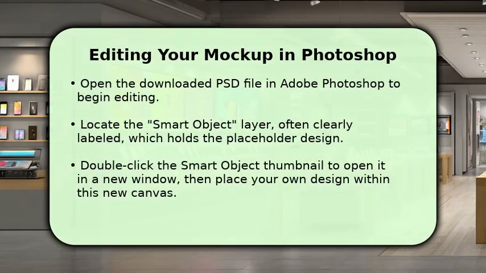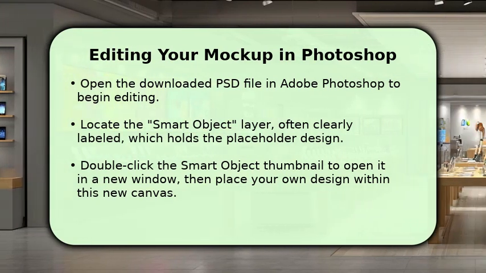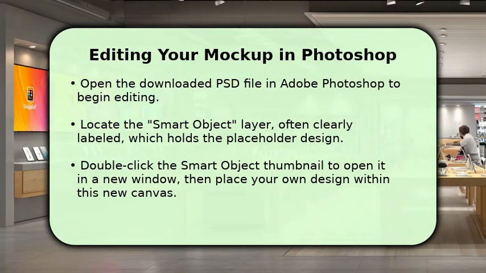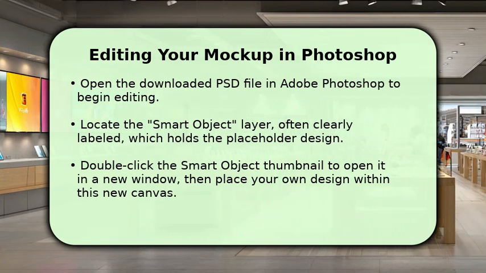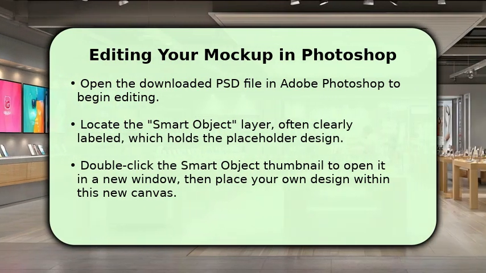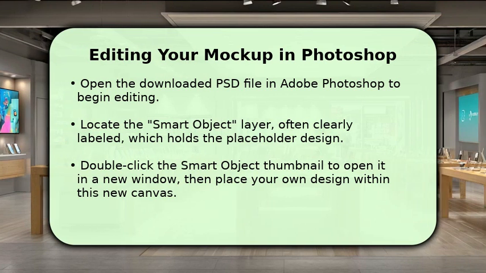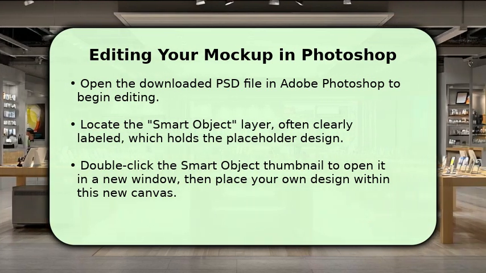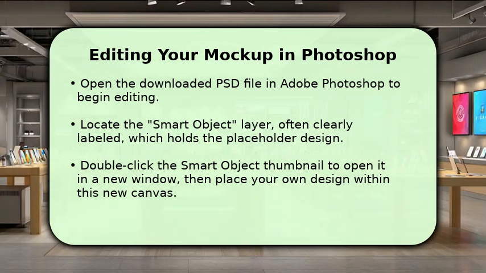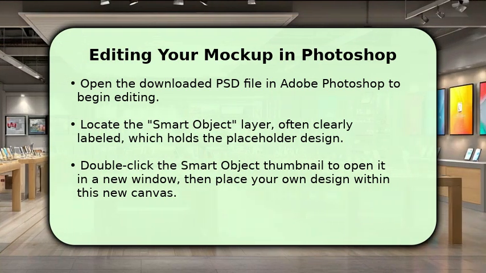Once your mockup file is downloaded, open it directly in Adobe Photoshop. You'll notice various layers, but the key is to find the Smart Object layer. This layer is usually marked with a small icon on its thumbnail. Double-click this thumbnail to open your design placeholder in a separate window.